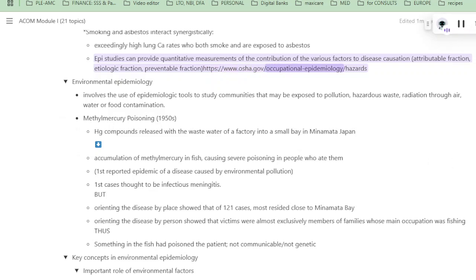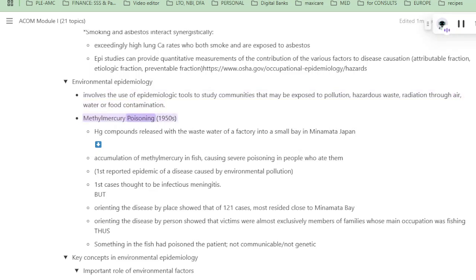Environmental epidemiology involves the use of epidemiologic tools to study communities that may be exposed to pollution, hazardous waste, or radiation through air, water, or food contamination.